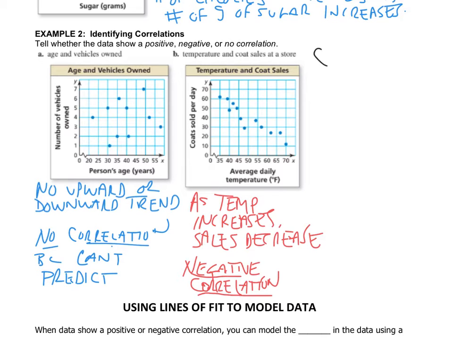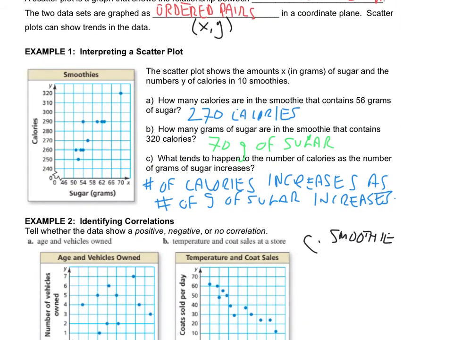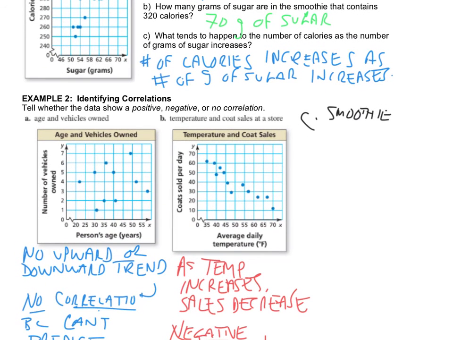Now I just want to add one more in here. So let's call this one C. Looking at the smoothie graph up above, what kind of a trend or what kind of a correlation do we see? Well, if I go back up to this graph, again, as the sugar increases, the calories are also increasing. So when this happens, that's when we would say we have a positive correlation.